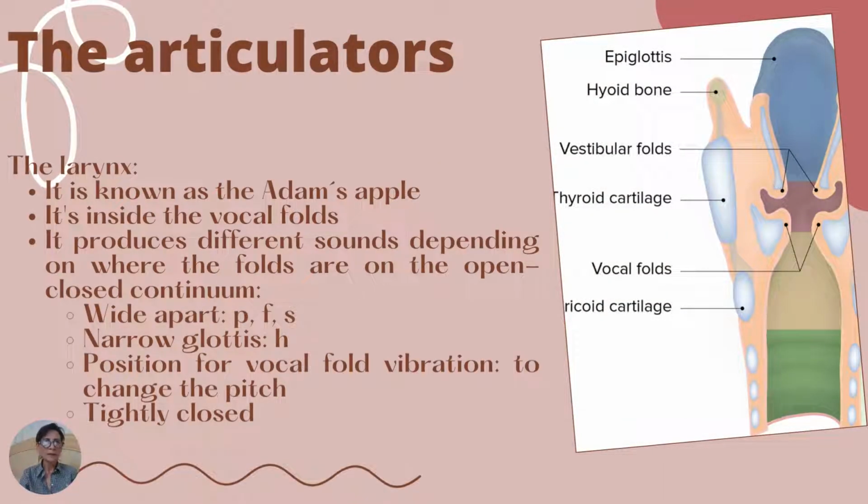Slide 6. The larynx. It is known as the Adam's apple. It's inside the vocal folds. It produces different sounds depending on where the folds are on the open-close continuum.